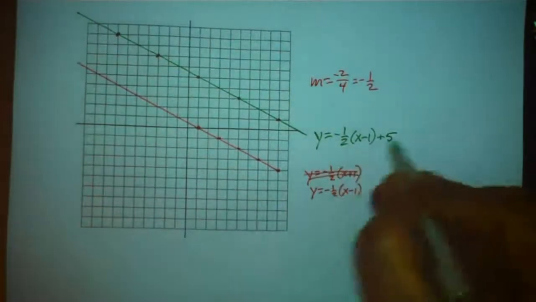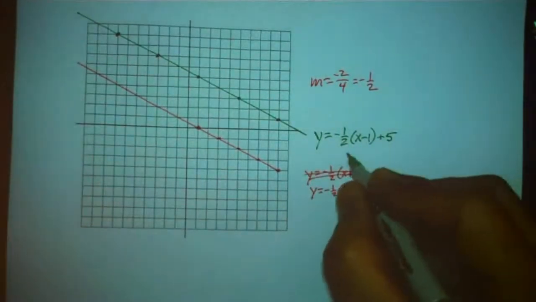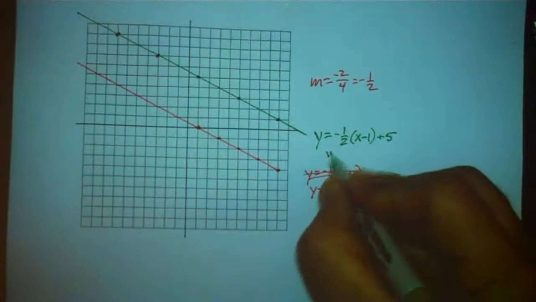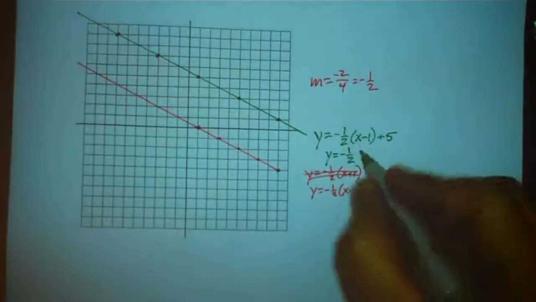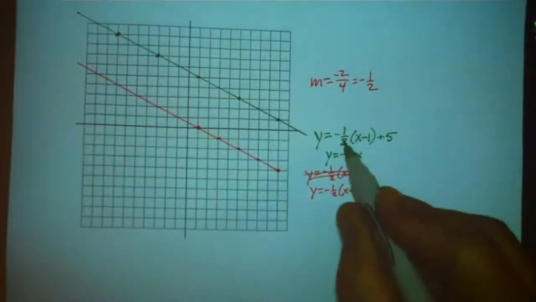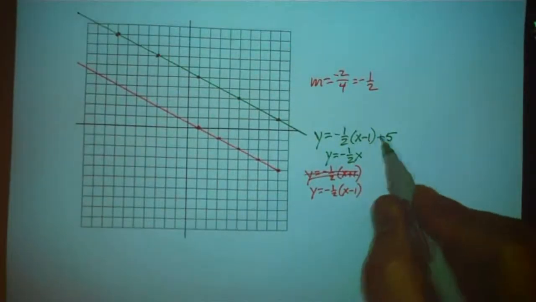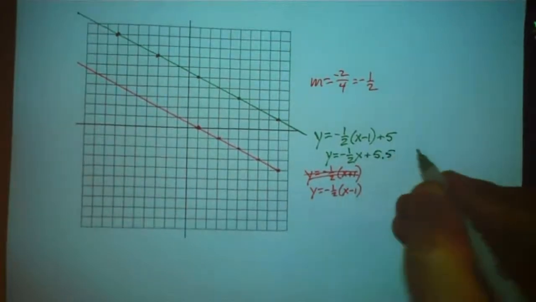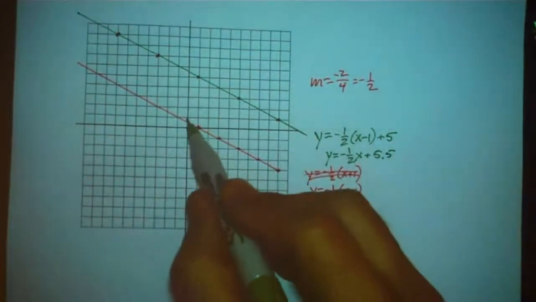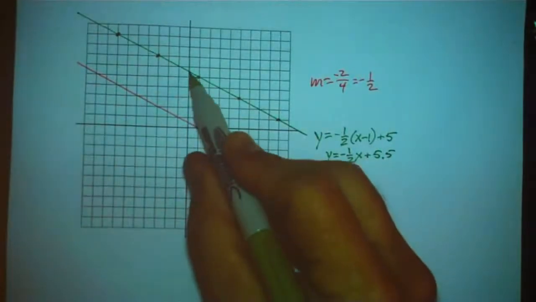Because if I were to distribute the negative 1/2 there, I would get y equals negative 1/2 times x plus 1/2 plus 5. So that's going to be plus 5.5. And sure enough, that looks like 1, 2, 3, 4, 5.5 right there.